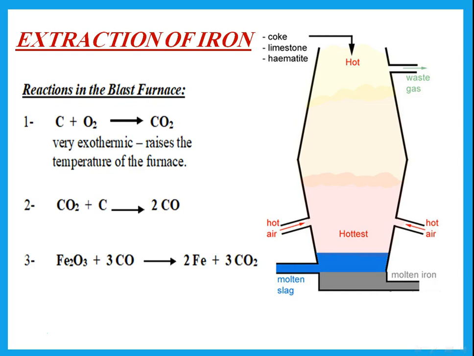So the carbon monoxide is the reducing agent. This is what is reducing the iron oxide to iron. So the carbon monoxide is the reducing agent in the blast furnace, and this is the reaction that happens. It changes the iron oxide into iron, and it itself changes into carbon dioxide. So at that point, I have formed iron.